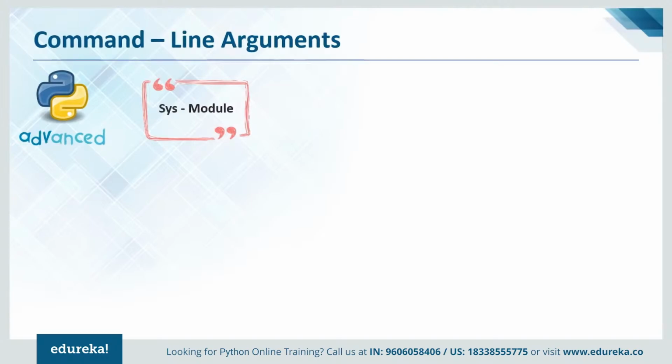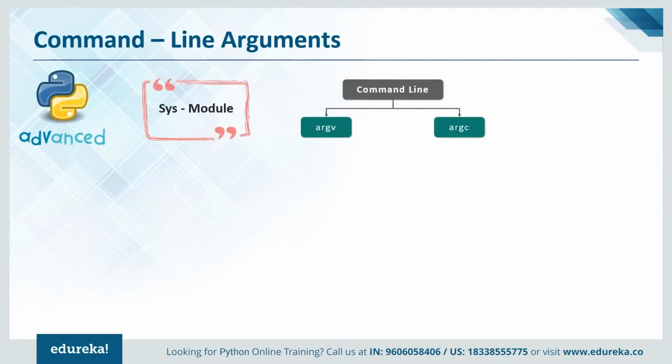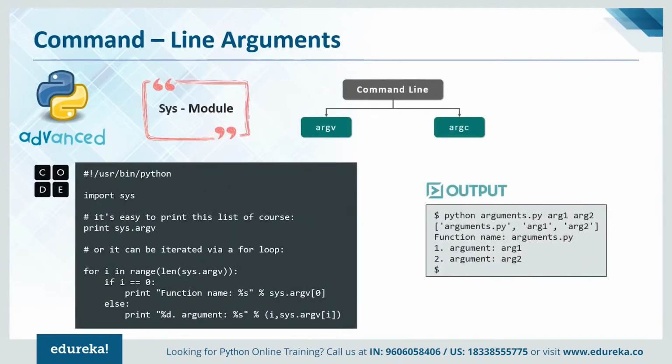So the first item of this list contains the name of the script itself, and the arguments follow the script name. So check out the script, right? We have a really simple script which iterates over the sys.argv list, and let's say we save this as arguments.py or anything you want, and we can later call it and we'll get the following output.